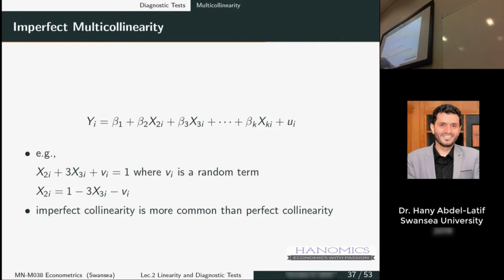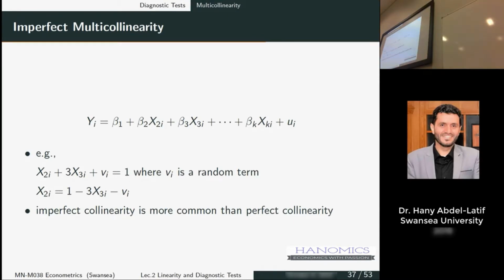For example, very similar to what we discussed in the previous slide, I have x2 plus 3x3, but there's some sort of random term here, equal 1. In that case, you can express this as a linear function of this, but there's some random element here because the correlation is not 100% between both variables. So we have imperfect collinearity between x2 and x3. And unfortunately, this sort of multicollinearity, that's what you don't see.